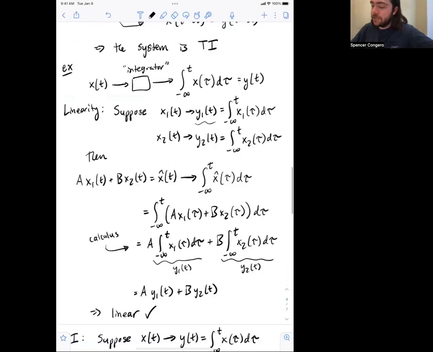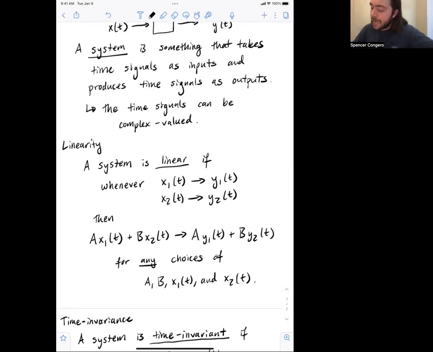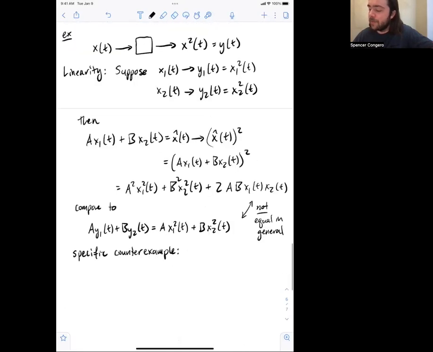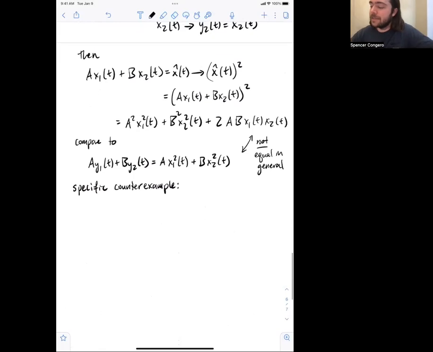To show something is linear, we have to show that for any choices of all of these variables, this thing holds. To show something's not linear, you just have to find one specific counterexample, one choice of these variables that makes this line not hold. So to be absolutely sure it's not linear, we're pretty sure it's not, let's just come up with a specific counterexample, and let's try to make it as simple as possible.